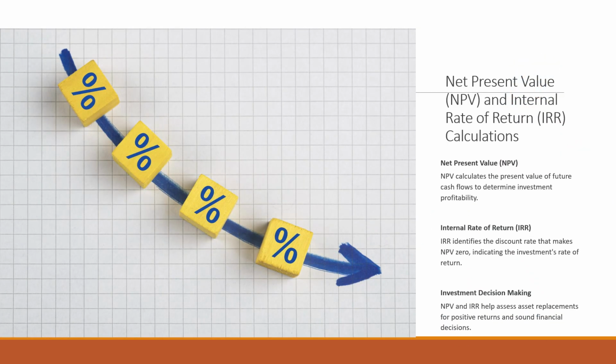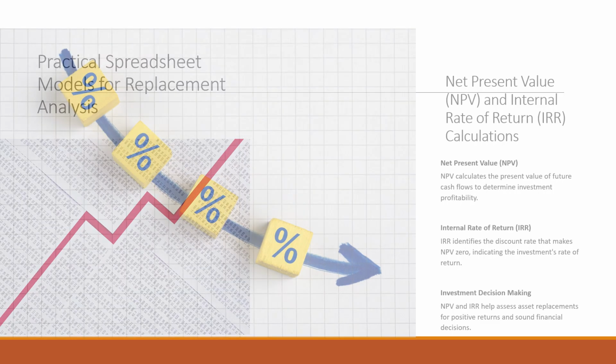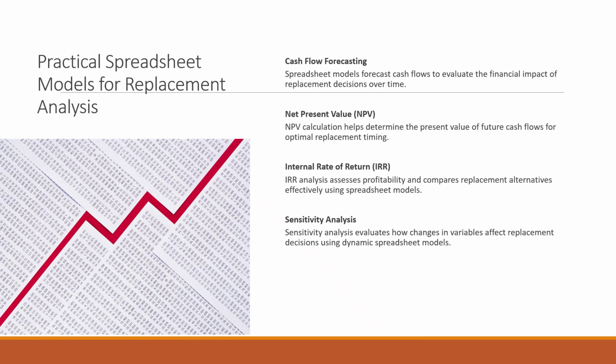NPV and IRR are key financial metrics used to evaluate asset replacement options, ensuring investments yield positive returns over time. We review building spreadsheet models that integrate cash flow forecasting, NPV, IRR, and sensitivity analysis to assist in replacement decisions.